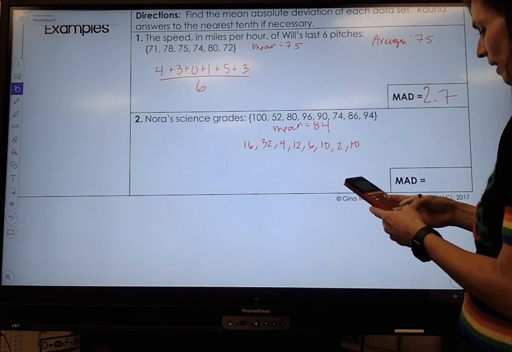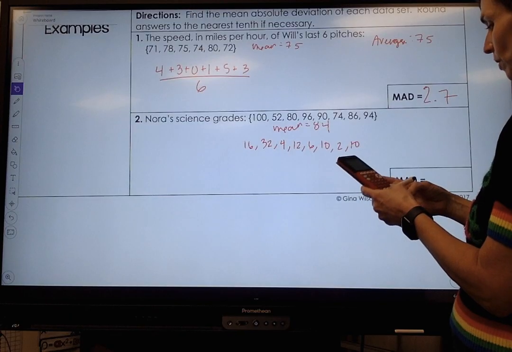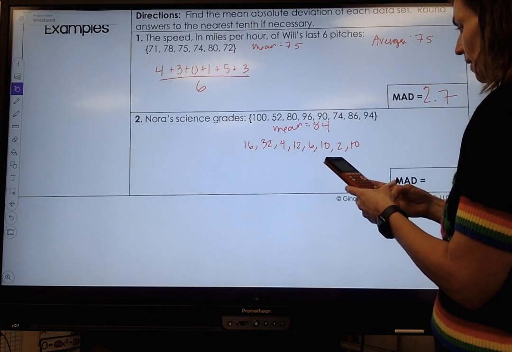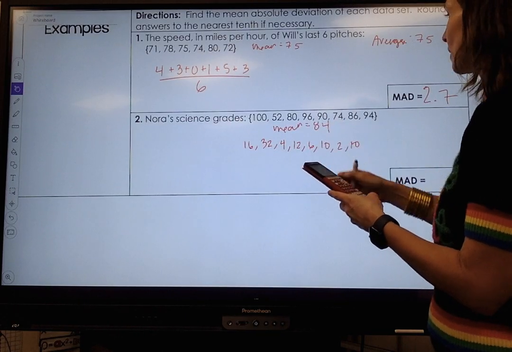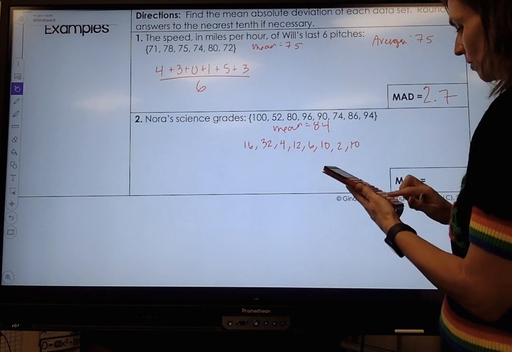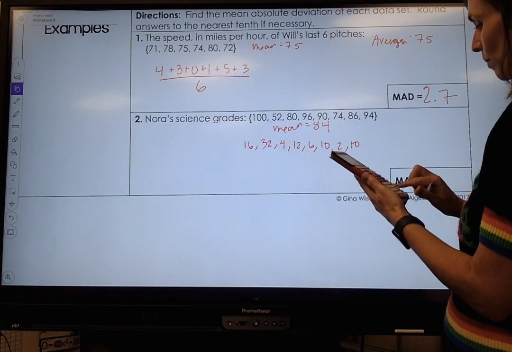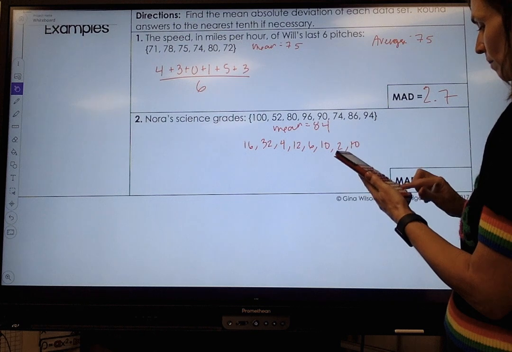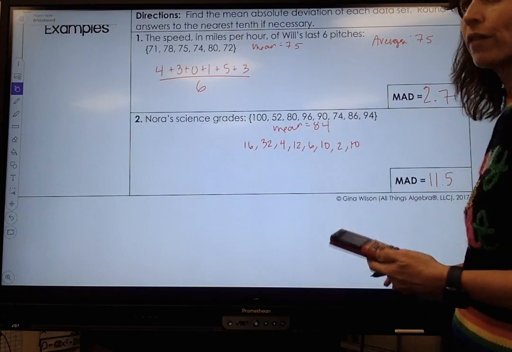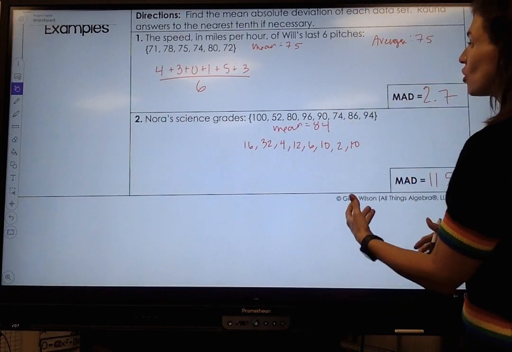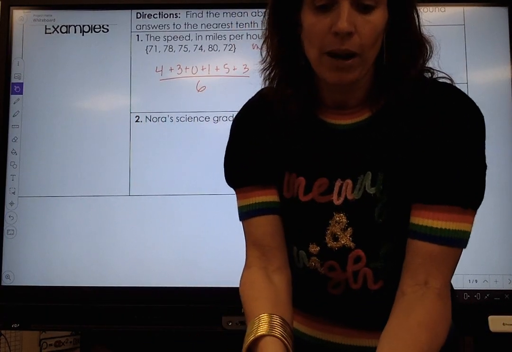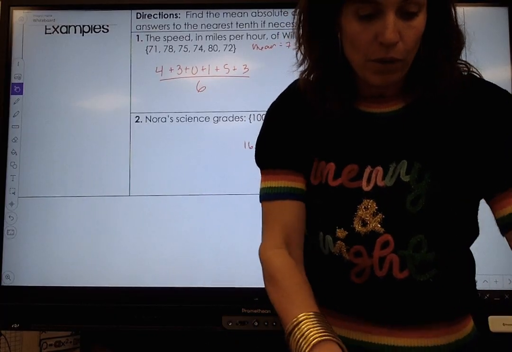Okay? So now when I add them up, 16 plus 32 plus 4 plus 12 plus 6 plus 10 plus 2 plus 10, and I divide by, how many do we say? 8. Oh, I just lost it. So sorry, 16 plus 32 plus 4 plus 12 plus 6 plus 10 plus 2 plus 10 divided by 8. And I get a MAD score of 11.5. And that's a big score. And look at my deviation. I'm going from 100 to 52. So that range of values is really, really big, right? So the closer to 0, the better.